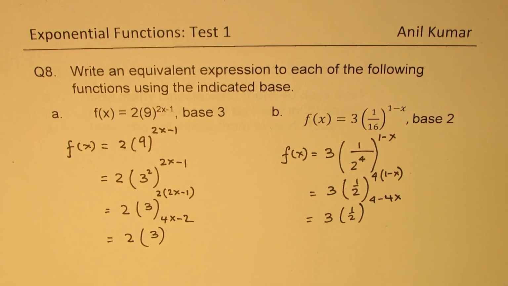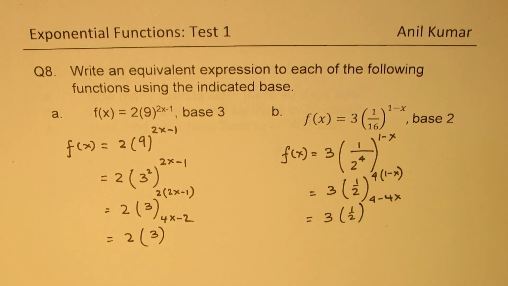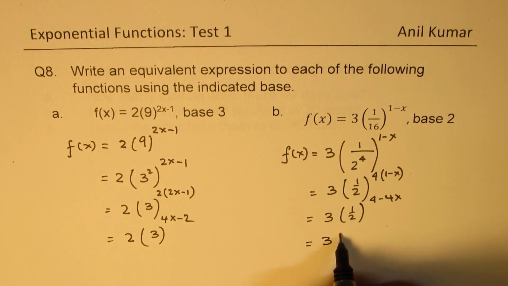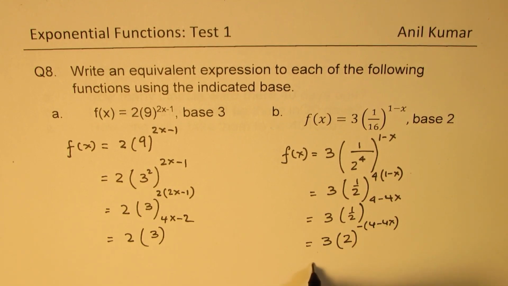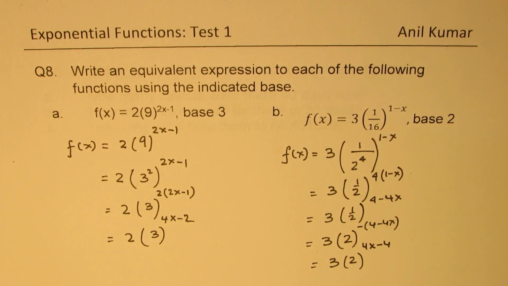Is that clear to you? However, the base has to be changed to 2 and not a half. This is important, so we have to flip this. Basically we should be writing 3 times 2 to the power of the negative of (4 minus 4x). You understand, right? So the final answer should be written like this: this gets minus, that gets plus, so we could write this as 4x minus 4. Does it make sense to you? That is how we are going to write this particular answer.